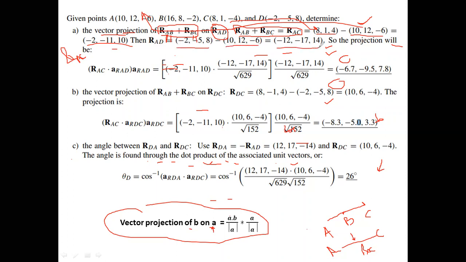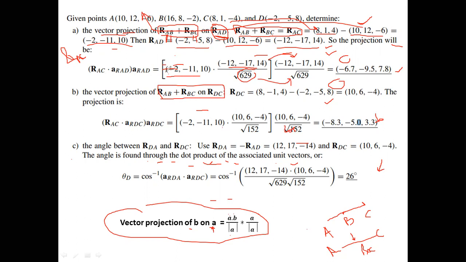So this is RAD. So the projection according to this formula, projection of RAC on RAD. So RAC dot RAD divided by RAD, because the projection is falling on RAD, divided by RAD dot RAD, divided by RAD absolute. This is the RAC and then RAD, absolute of RAD, again RAD vector and RAD absolute again. So we will get this vector. The projection of RAB plus RBC on RDC.